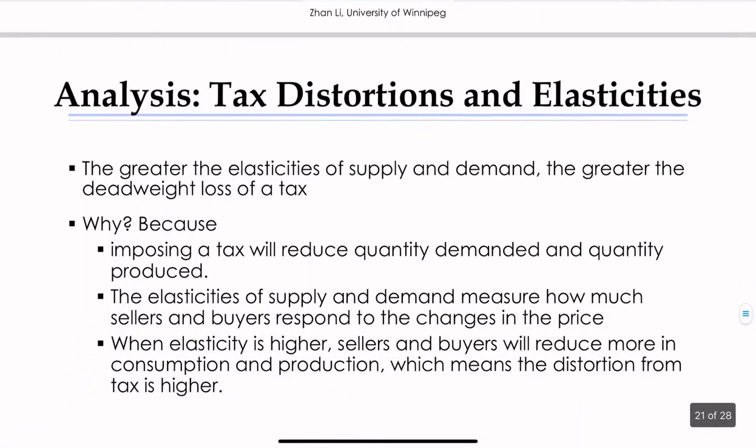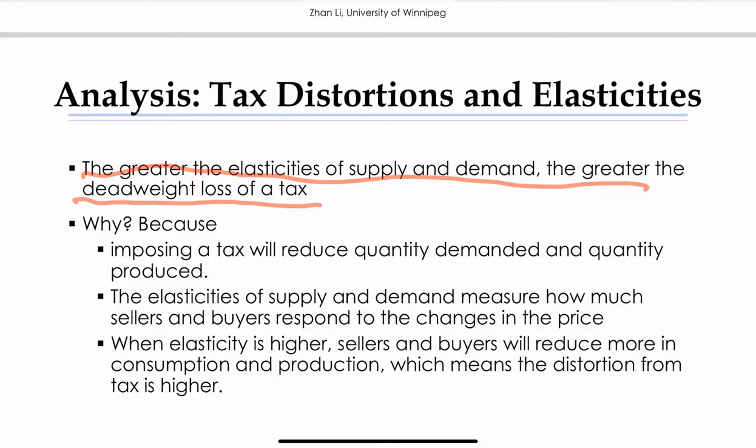So to summarize, if the elasticities of supply and demand are larger, then the deadweight loss of a tax will be larger, right? So that's the conclusion we have obtained. So what's the intuition behind this result?